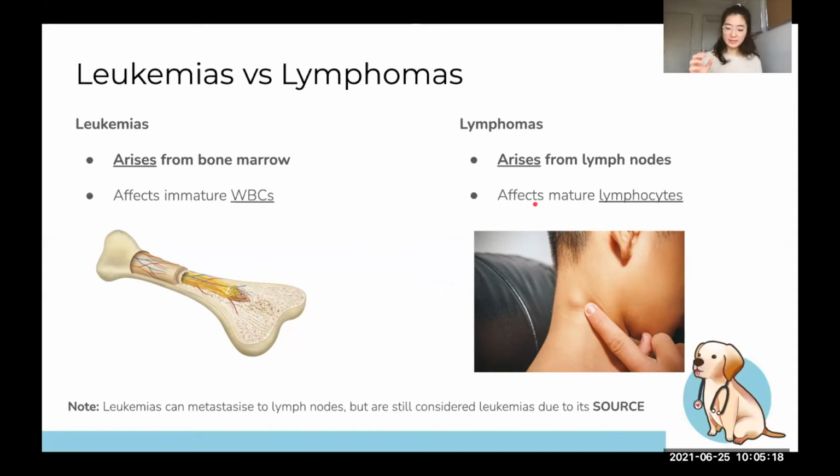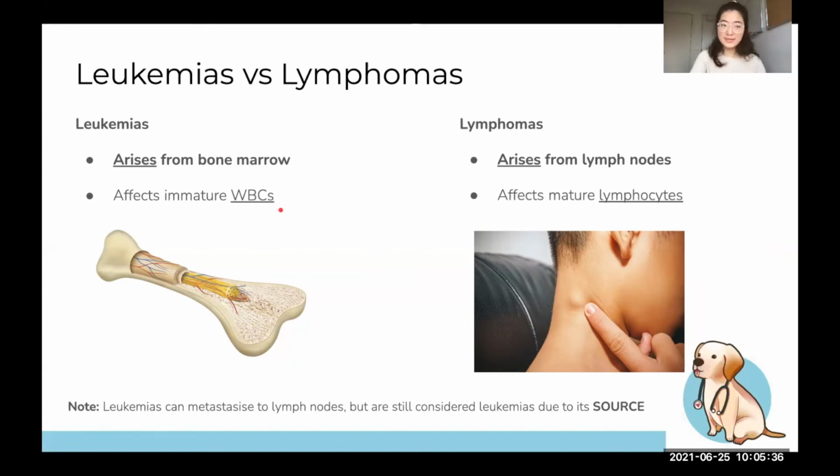Mostly your lymphocytes, like B cells and T cells, by the time that they've migrated to your lymph nodes, they have already matured. So most of the time in lymphomas, you'll see mature lymphocytes, versus leukemias, immature white blood cells.